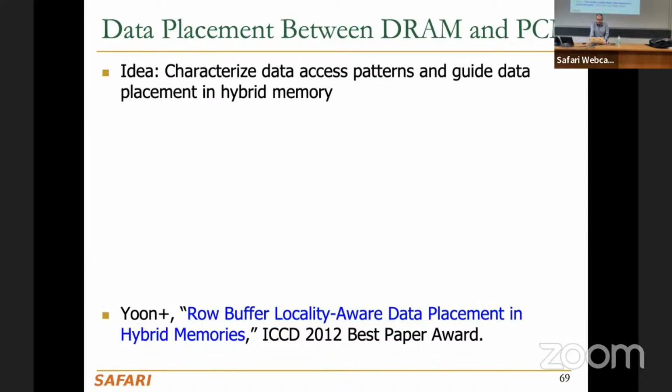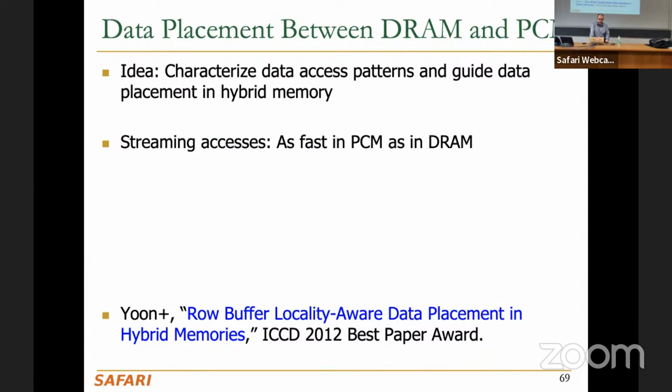So data placement between DRAM and PCM: the idea is how to characterize data access patterns and guide data placement in hybrid memory. There are workloads that have streaming access. When you have stream access, they can be as fast in PCM as in DRAM. However, random accesses are much faster in DRAM, because for random access you need to pay for access latency. But when you have stream access, hopefully you can hide those latencies by benefiting from your bandwidth, essentially.